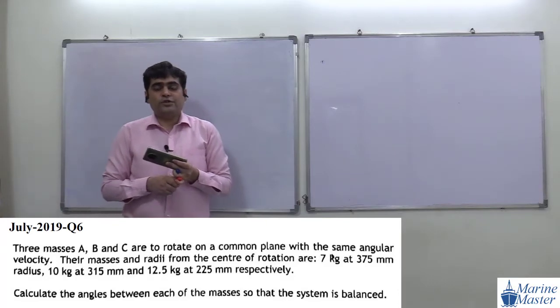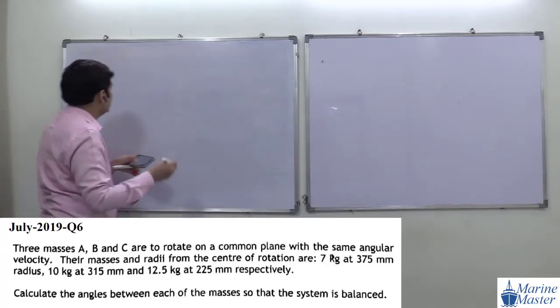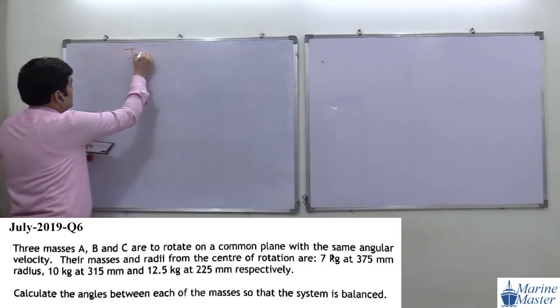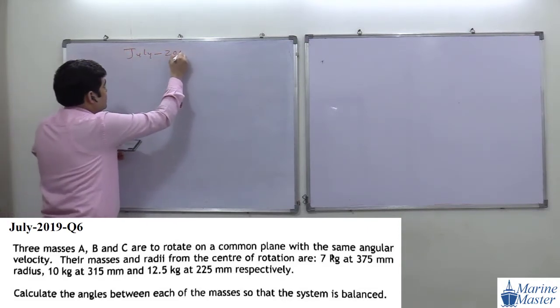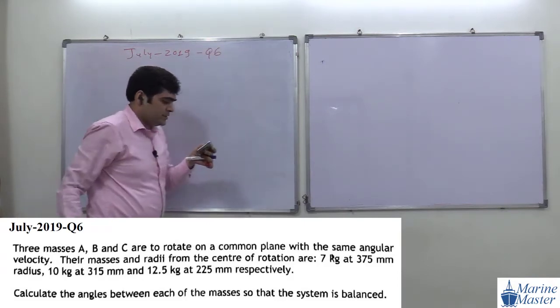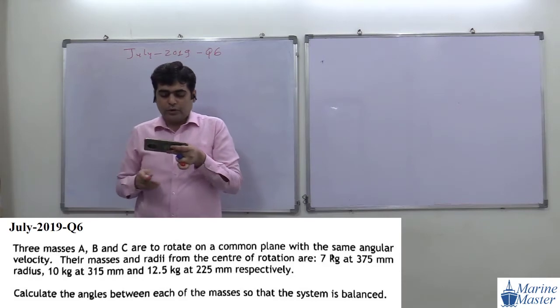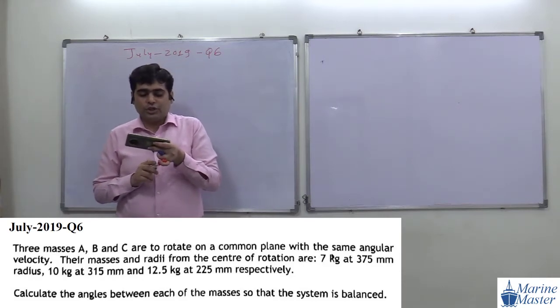Now we are going to study a question from the July 2019 exam, question 6. So now give the heading: July 2019 exam, question number 6. Now I am going to read the question carefully. What does the question want to say?